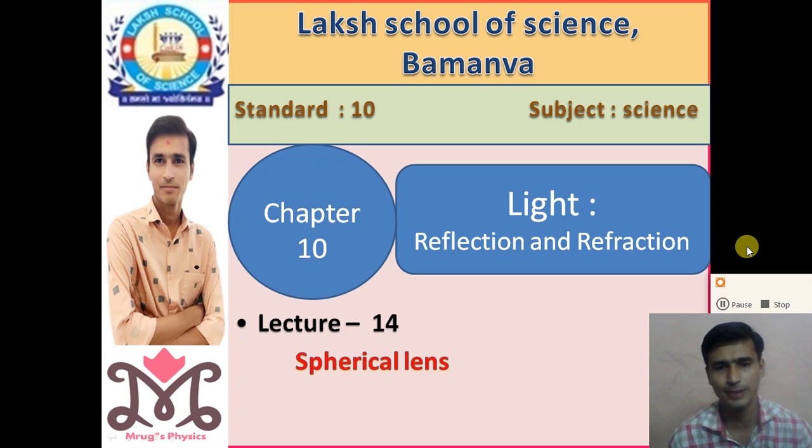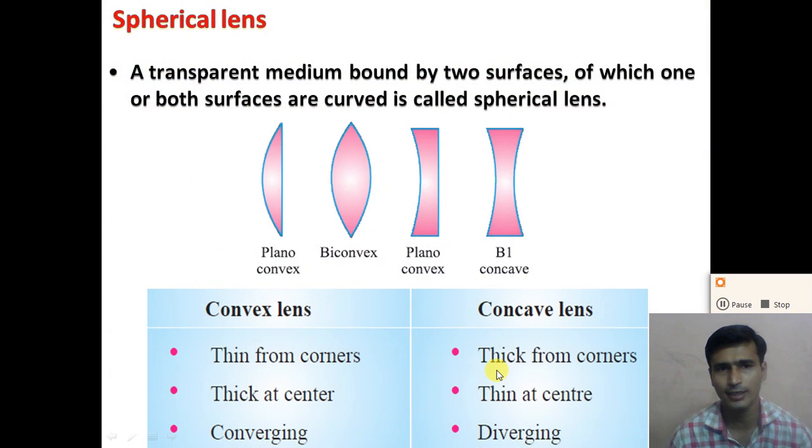So what do you mean by a spherical lens? Let us discuss. A spherical lens is nothing but a transparent medium bounded by two surfaces, of which one or both surfaces are curved. In a spherical lens we use a transparent medium like glass, like a jelly bean, bounded by two curved surfaces or one curved surface, and this formation of the transparent medium is called a spherical lens.